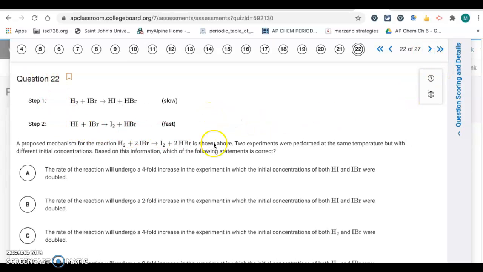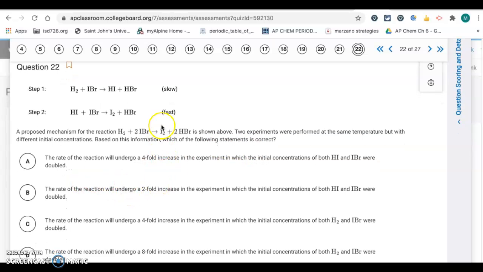Okay, question number 22. The question here is, based on this information, which of the following statements is correct? So we have to look at all these. So it says the rate of the reaction will undergo a fourfold increase if the concentrations of both HI and IBR were doubled. Okay, so now we have to look at what's going to be the rate law. So the rate law is going to be the two reactants in the slow step. So H2 and IBR to the first order on both of those.